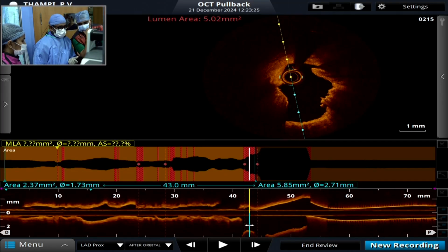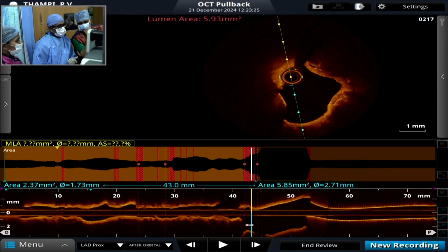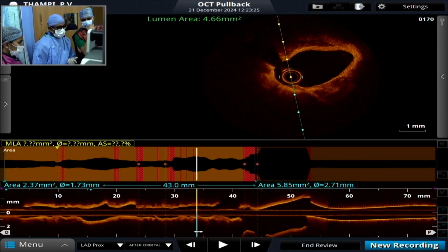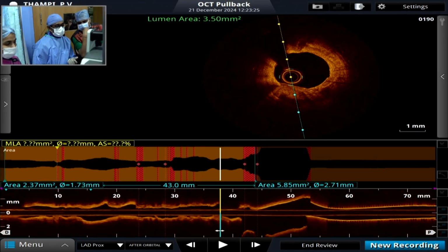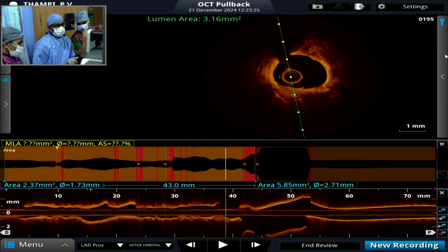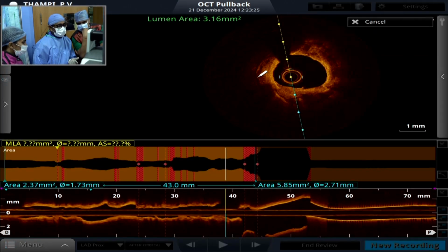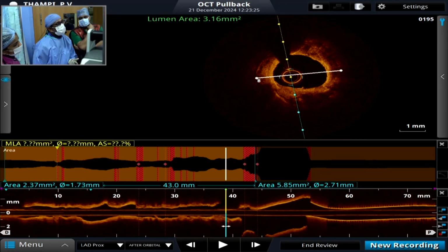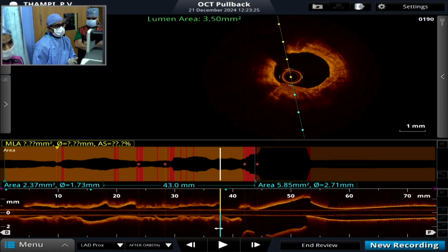Here we'll probably come till, yeah, LAD is diffusely diseased. So we'll go with a 2.5 by 48 millimeter stent, and the proximal vessel, the LAD near the ostium, appears to be a much bigger vessel. 3.3, probably we needn't be very aggressive. Probably we'll be post dilating with a 3 in the proximal portion and 2.75 in the distal portion.